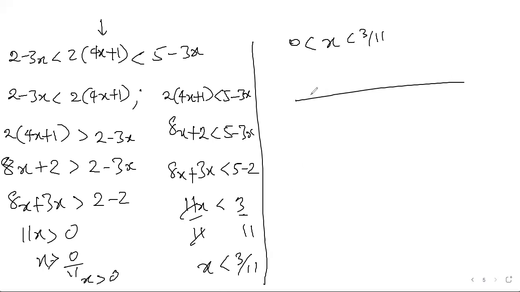So if I want to show the solution on the number line, 0, then let's say 3 by 11 is somewhere here. If this is 1, 3 by 11 is like 0 point something. So I don't want to waste time on that. So I'll do x greater than 0, pointing that way. And the other one, I say this is 3 by 11, then draw a circle and it goes that way. Okay, so that will be the solution to that.